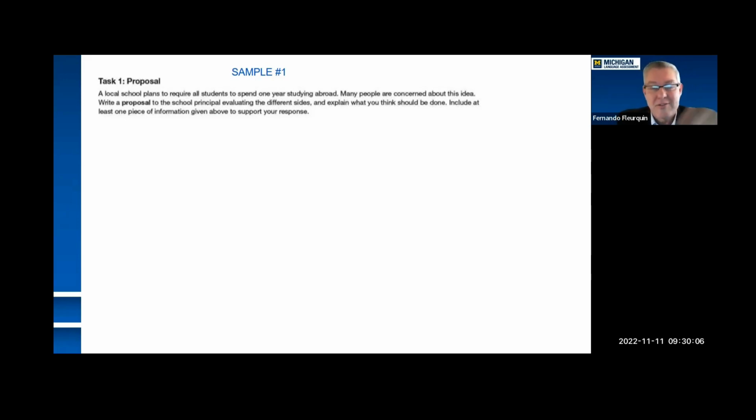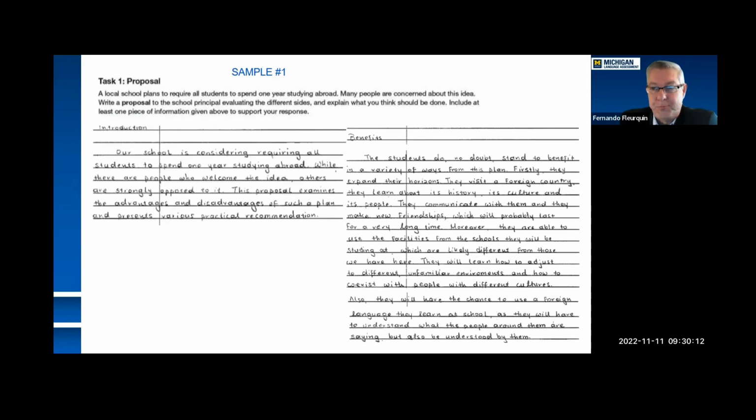I didn't include the sources here. That's why I'm referring to sources being above. And this is what, let's say that I wrote this. You will tell me, look how I did. Introduction. Our school is considering requiring all students to spend 1 year studying abroad. While there are people who welcome the idea, others are strongly opposed to it. This proposal examines the advantages and disadvantages of such a plan and presents various practical recommendations.